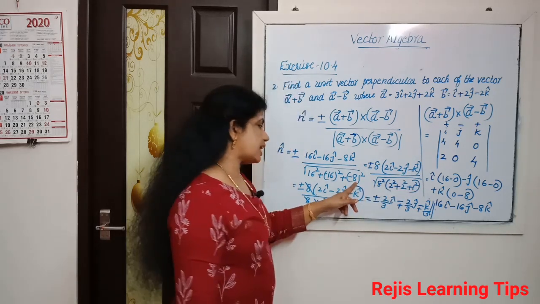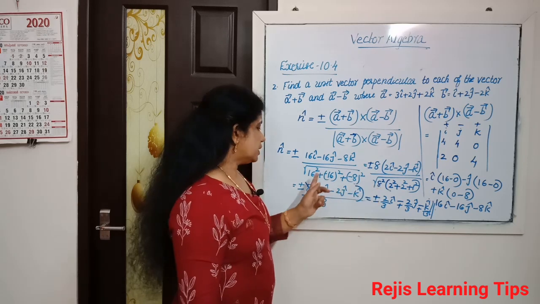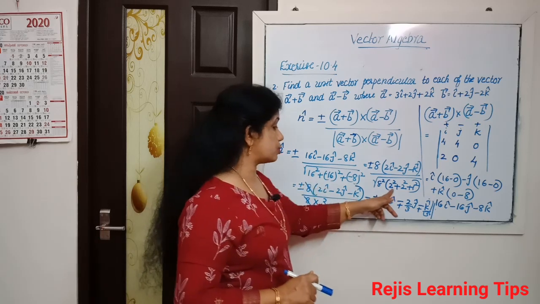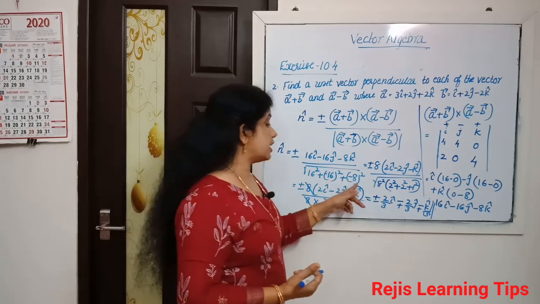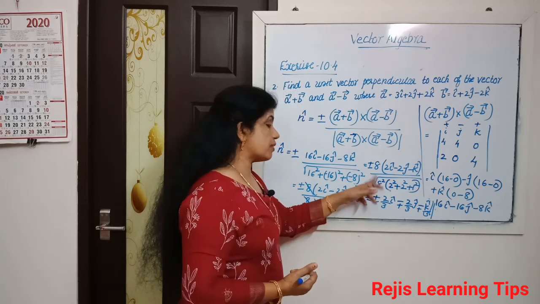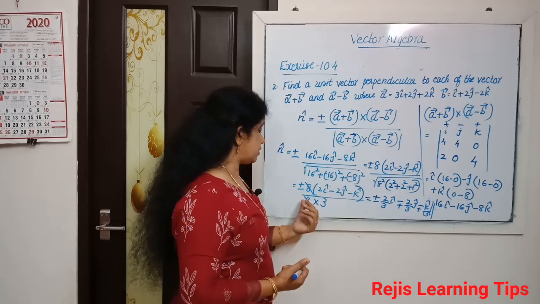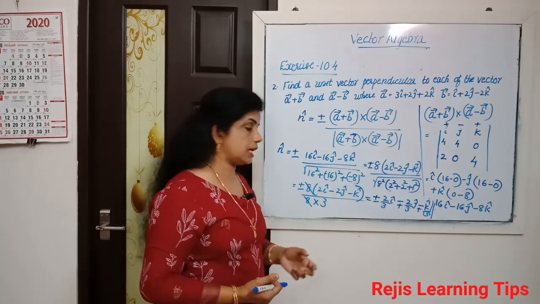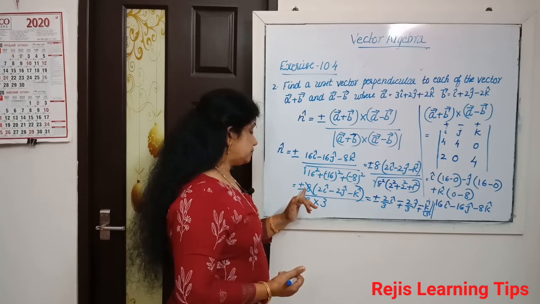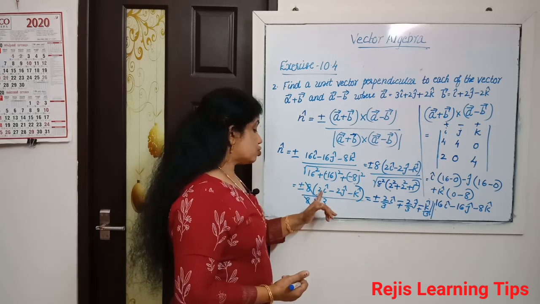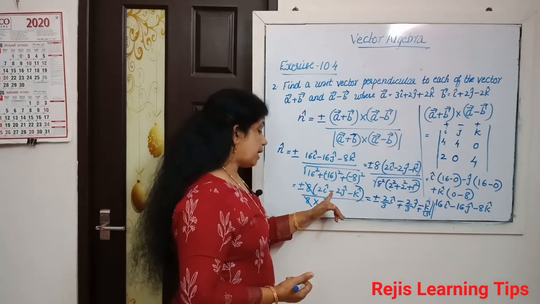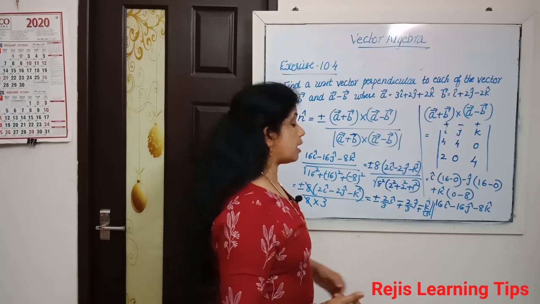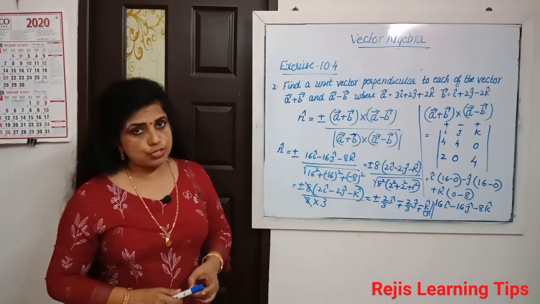Then from here we can take 8 square outside. Then we will get here 2 square. 8 into 2 that is 16. So we will get here 2 square, here also 2 square and here we will get 1 square. This 8 square if you take it outside of the root then we will get 8. Then 2 square means 4 plus 1 means 9. Root 9 means 3. Okay. We will get plus or minus 2 by 3 i cap minus plus 2 by 3 j cap minus plus k cap divided by 3. Understood?